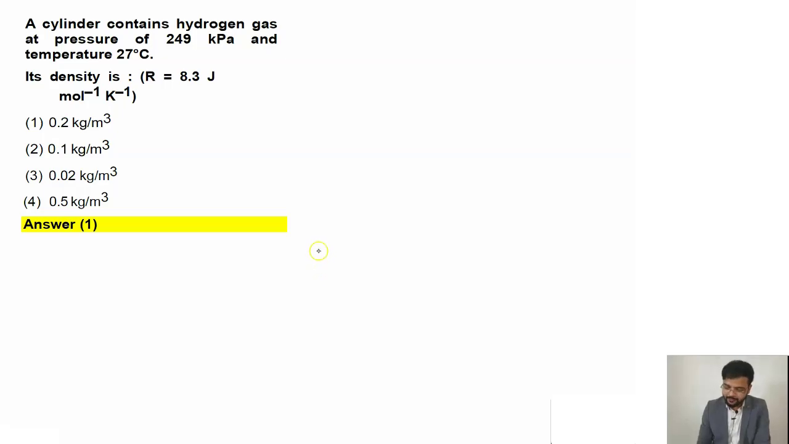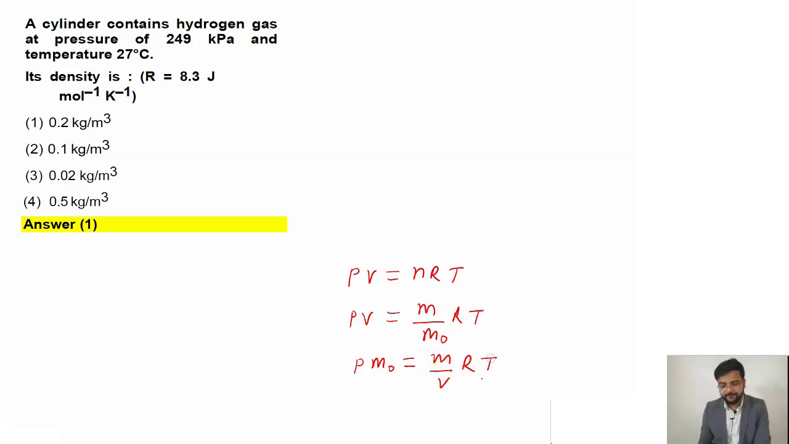Okay, so we know that PV equals nRT, correct? And n can be written as m by M naught, where M naught is the molecular weight and m is the mass of the gas. So PV equals (m by M naught) RT. Here m by V is the density. So we can write P M naught equals (m by V) RT. So m by V is the density.